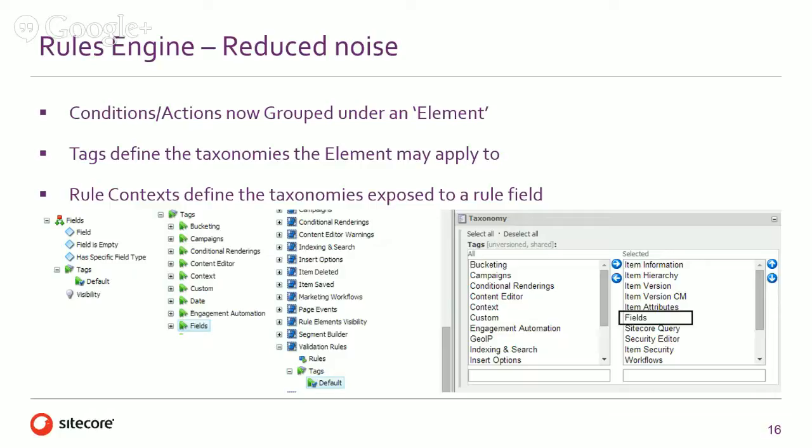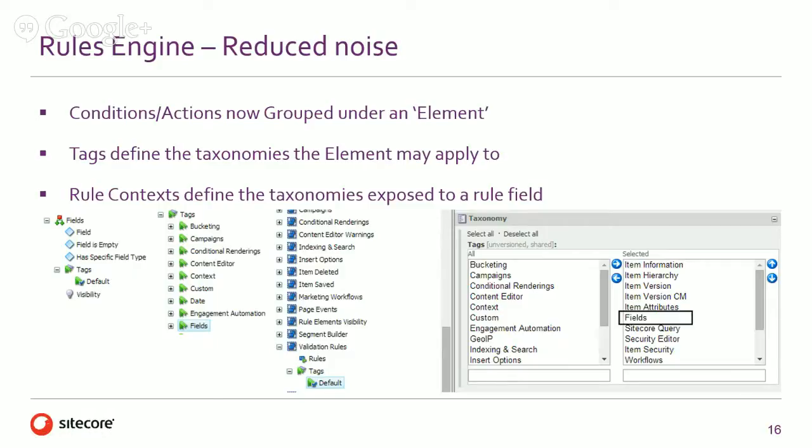You can see a list here: bucketing, campaigns, conditional renderings, etc. These tags allow us to say these fields elements on the left-hand side have been tagged with the fields tag. Finally, on the right we have the concept of a rule context, and that rule context brings lots of tags together. Here we've got the version rules, highlighted at the bottom, and the default set of tags has a long list of things, but in there is also the fields tag.